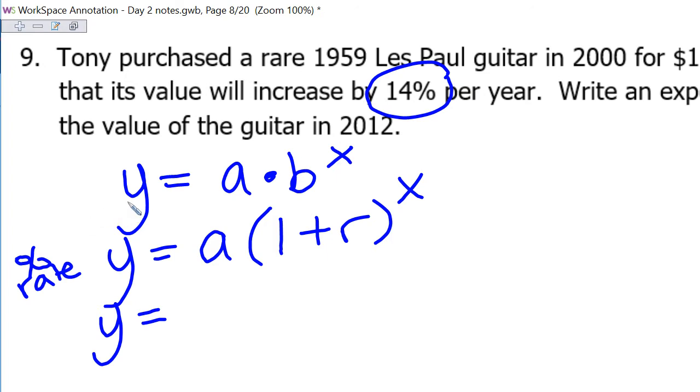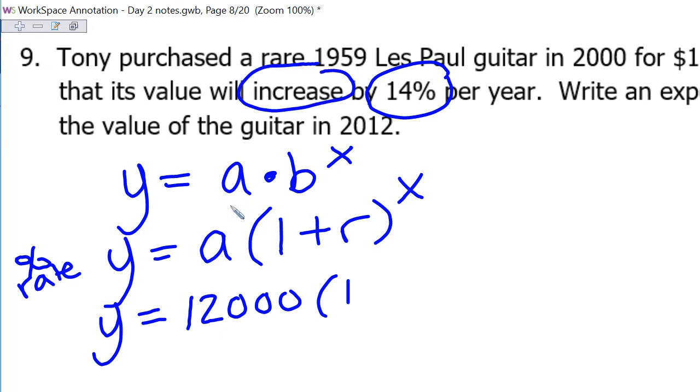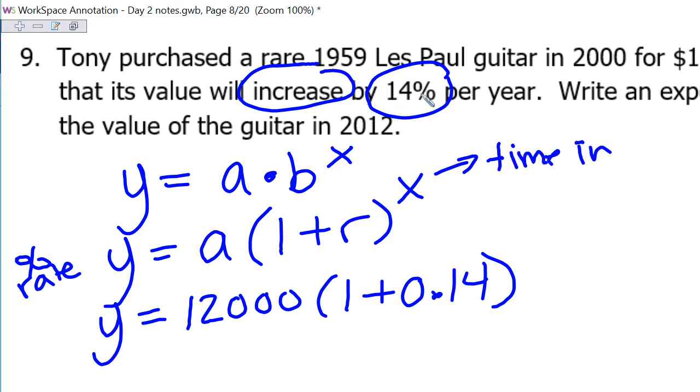Inside the parentheses, we're either going to have 1 plus R or 1 minus R. But they said that the value is increasing. So this would be 1 plus the percentage rate. So what is our percentage rate? 14%. Change it to a decimal. So 0.14. And X is going to be your time in years. 12 is right. Where did 12 come from? Yeah, we started in 2000, but we're looking for 2012. So how many years passed by from 2000 to 2012? 12.